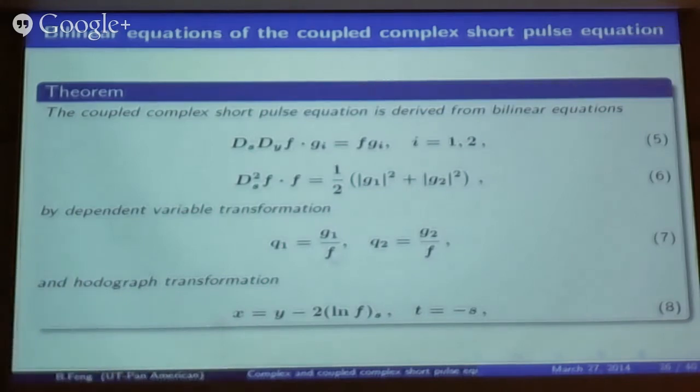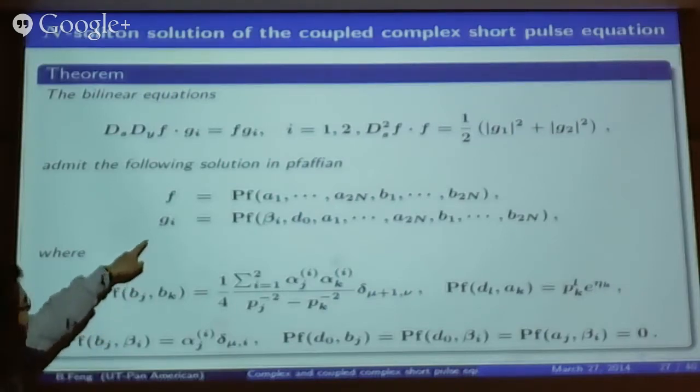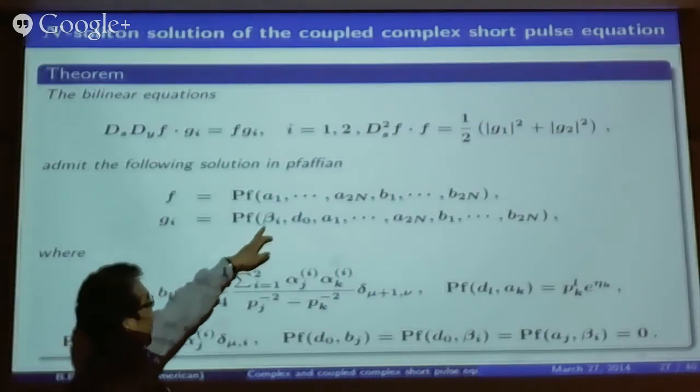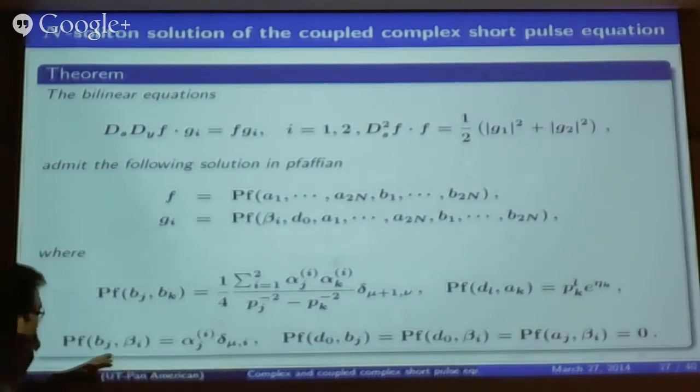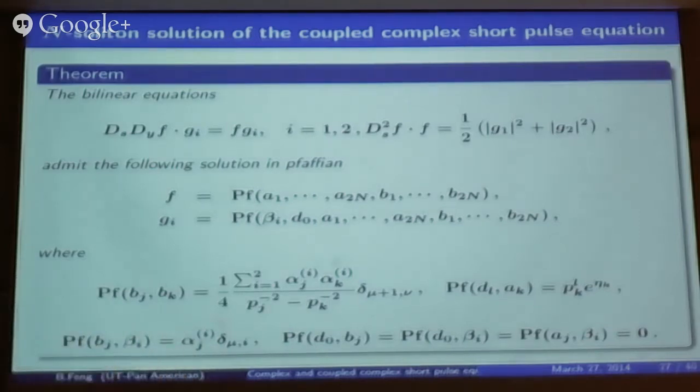Through the dependent variable transformation and exactly the same hodograph transformation, as I already talked about for the single component ones, we can also construct the multi-soliton solutions expressed in terms of Pfaffians. Here, in G_i, the only difference is that I have beta_i, so the elements in the Pfaffians between G1 and G2 are different.